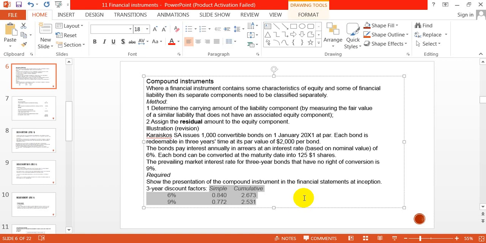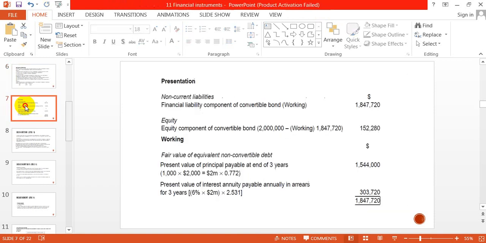Which simple interest do we use, the higher one or the lower one? I just explained that you discount with the higher rate. You always discount with the higher rate. The questions will give you 2 rates to confuse you, but you discount with the higher rate. So that's the illustration there.